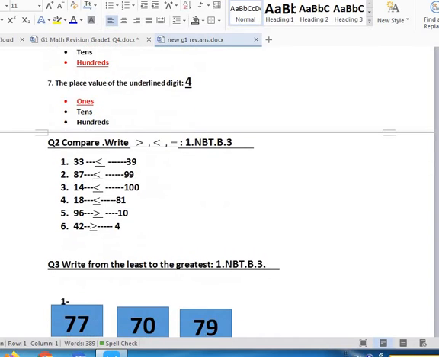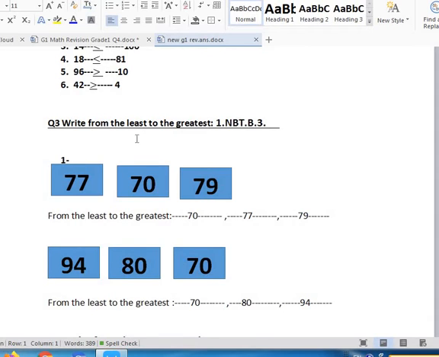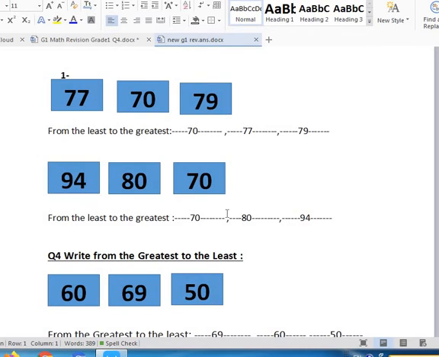And here comparing numbers, we have talked about this. Okay, the rewrite. How to rewrite? Write from least to greatest. 77, 70, 79. Which is the least number here? I have 70, 77, then 79. And here from least to greatest also: 70, 80, 94. When comparing numbers, look at the left side, the left hand. I compare first from the left hand. Don't forget, okay?